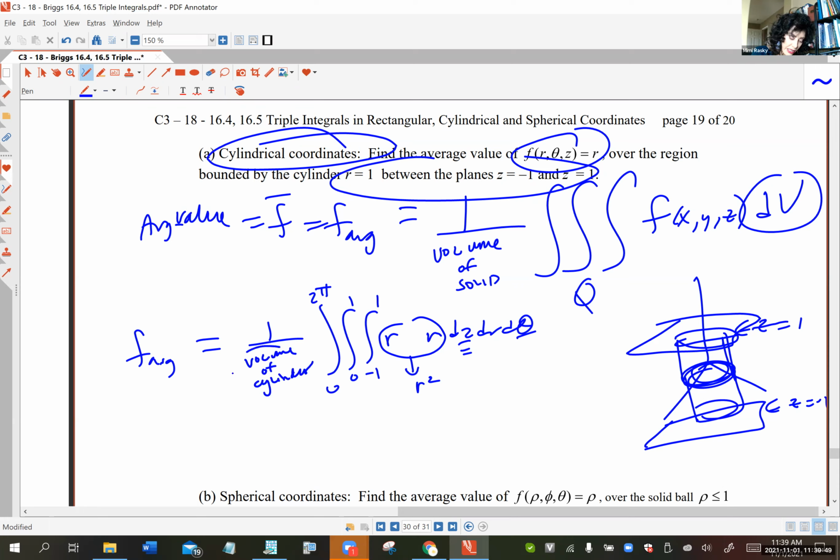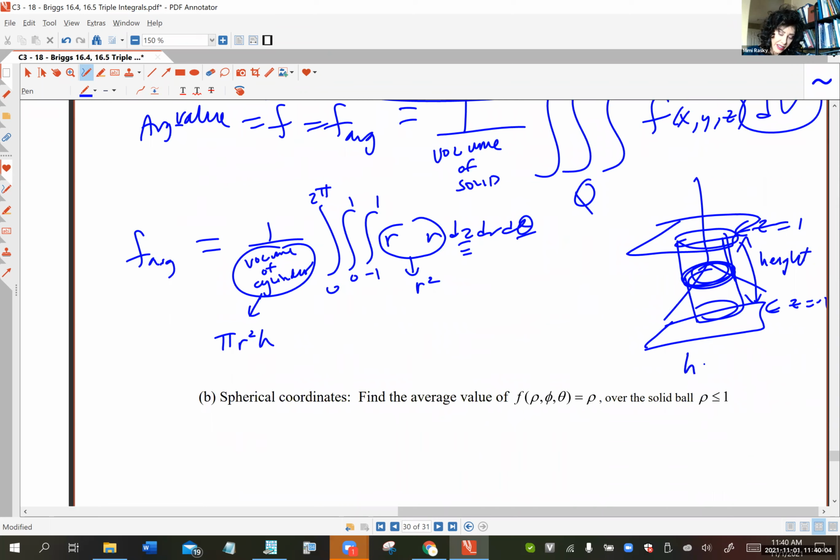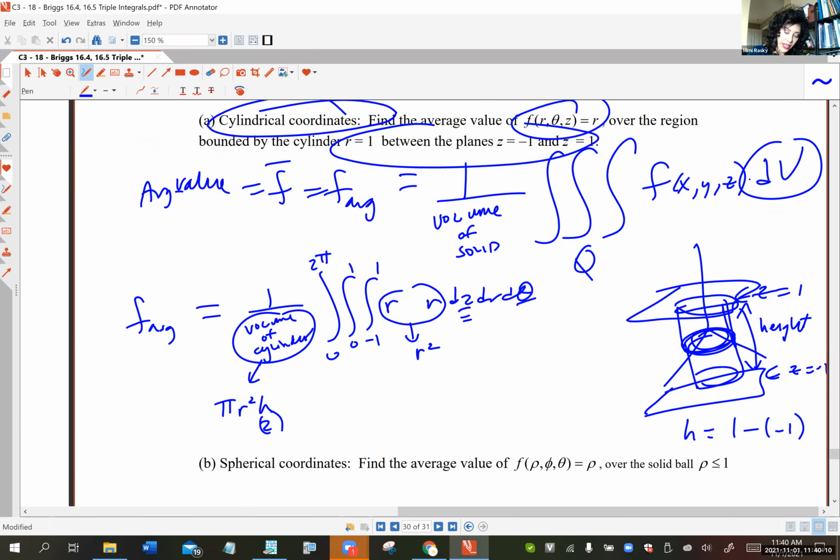Now, volume of a cylinder is actually a nice formula. That would be pi r squared h. Now, if you look at this cylinder, what is the height h? The height is 2. Yeah, it's 1 minus -1. So our height would be 2. And they already told us the radius of the cylinder is 1. So r squared is 1 squared pi. So there's your volume of your cylinder. It's 2 pi cubic units.